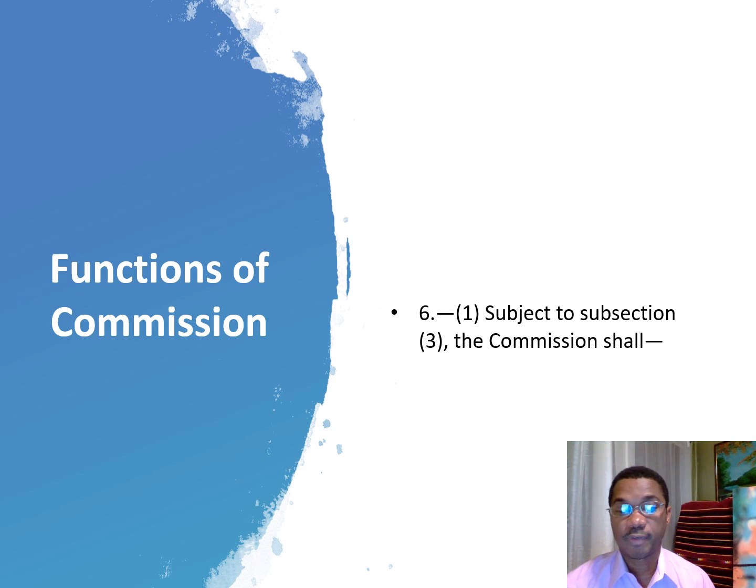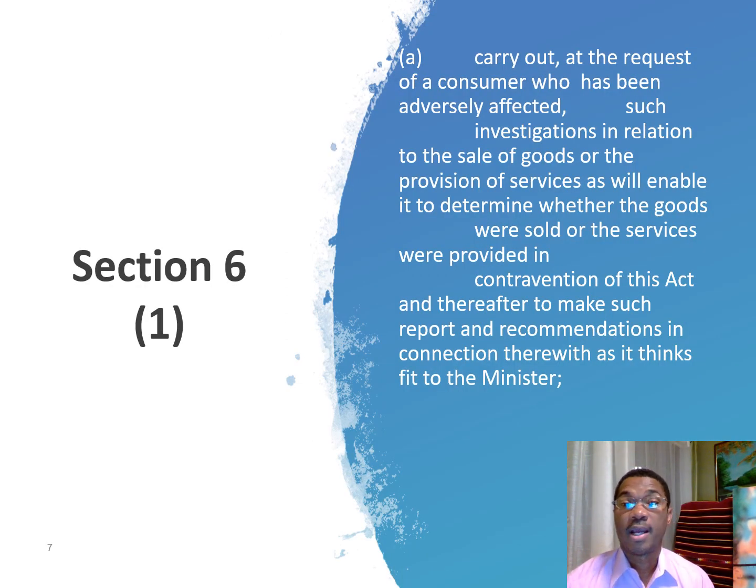And what does the provision say? Well, Section 6 subsection 1 makes it clear that subject to subsection 3, the Commission shall, and this now is the functions, carry out at the request of a consumer who has been adversely affected such investigations in relation to the sale of goods or provision of services as will enable it to determine whether the goods were sold or the services were provided in contravention of this Act, and thereafter to make such report and recommendations in connection therewith as it thinks fit to the minister, and that is the minister who is responsible for commerce.